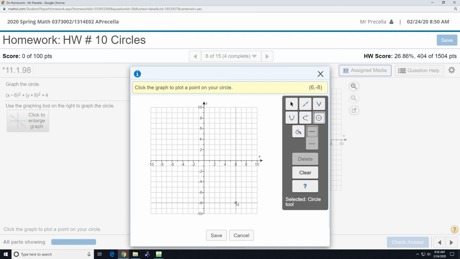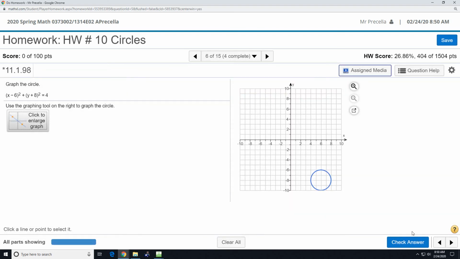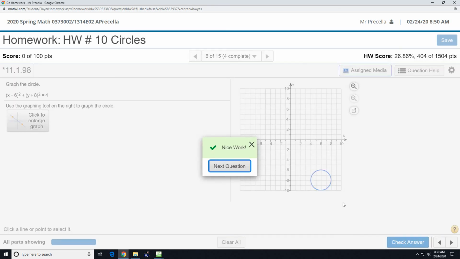And now I'll move over 2, move up, down, left or right, 2. I think I'll move down 2. 1, 2. I'll get to a nice circle. Save it, and check it. So it's not too difficult to figure out that center and radius if it's written with those parentheses, right?